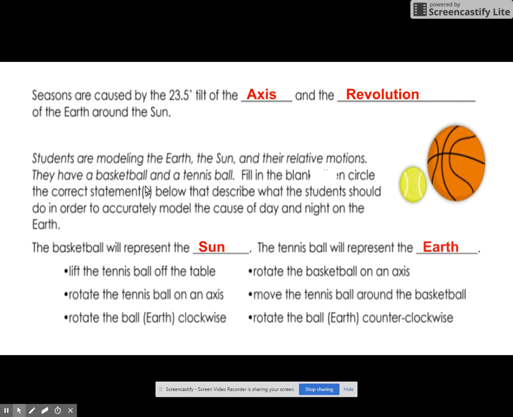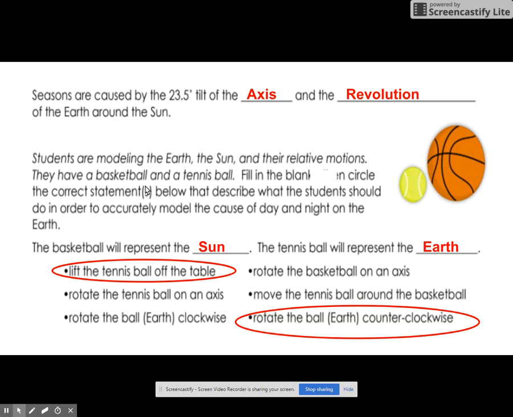So what they want you to do at the bottom is circle the statement that describes what the student should do with the tennis ball and the basketball to make day and night. So we know that the earth, which is the tennis ball, should be doing what? It should actually be rotating on an axis. So now I circled the wrong thing, but you should have circled rotate the tennis ball on the axis. And you should also have said rotate the ball counterclockwise.